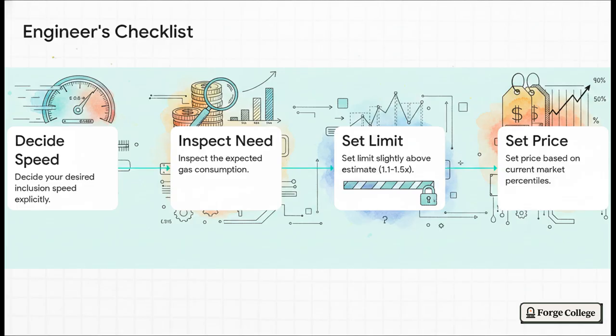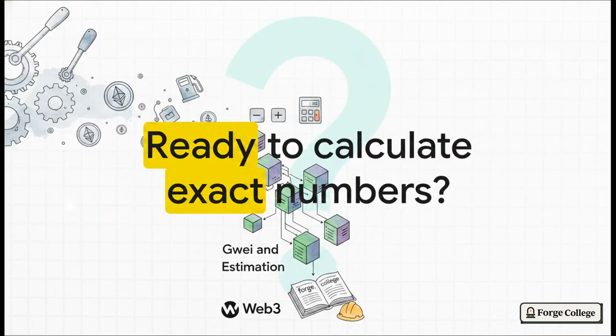And step 4, set your price based on current market percentiles that match the speed you decided on in step 1. Separate the two decisions, follow the checklist, and you will save yourself so many headaches. So, if you set your limit to 10 million and your price to 2 Gwei, who loses first, your wallet or the network? Think about that as you prepare to convert these abstract levers into exact numbers.